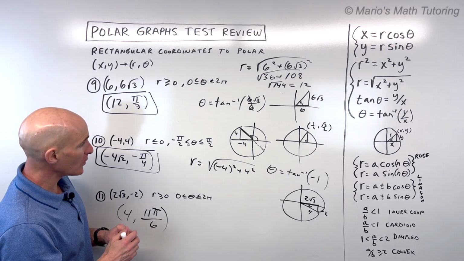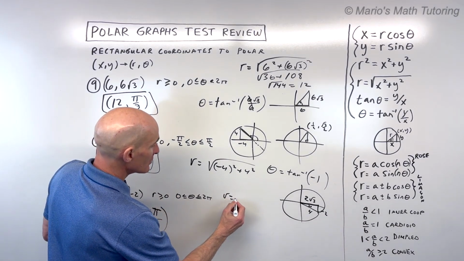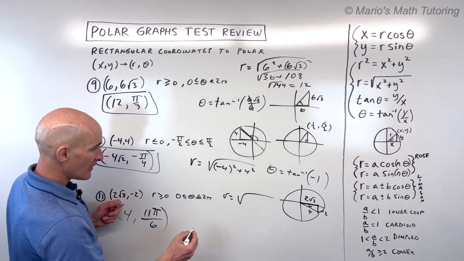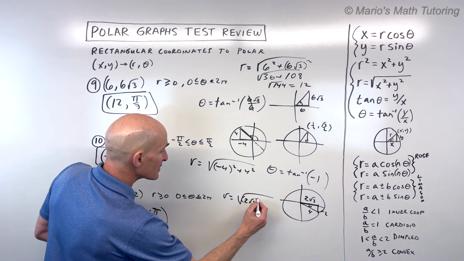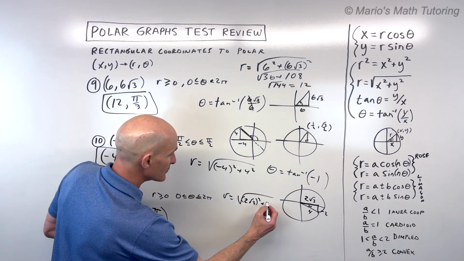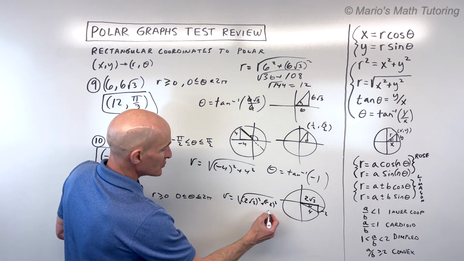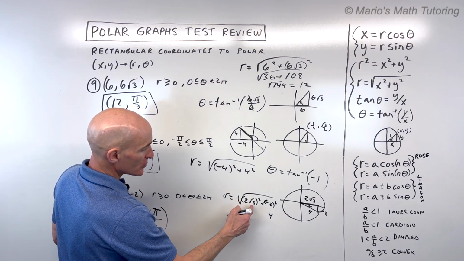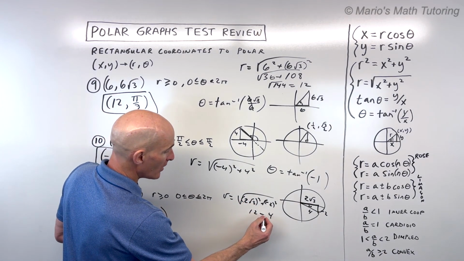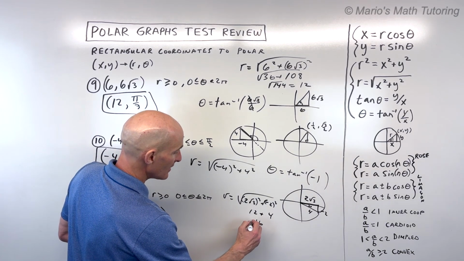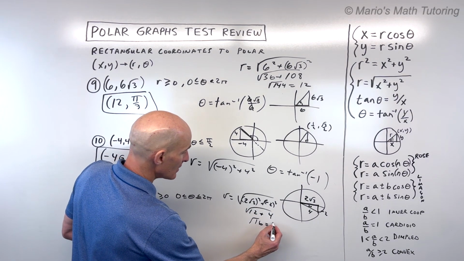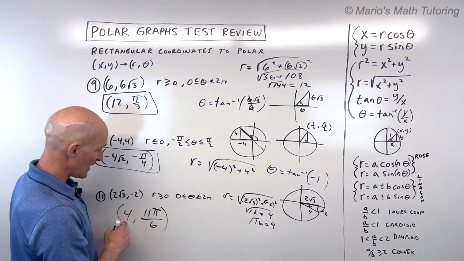To do the formula, we would do the radius, which is equal to the square root of x squared plus y squared. Here that is the square root of negative 2 squared, which is 4, plus the square root of 3 squared, which is 3, times 4, which is 12. So 12 plus 4 is 16. The square root of 16 is 4, which is what we got here, okay?